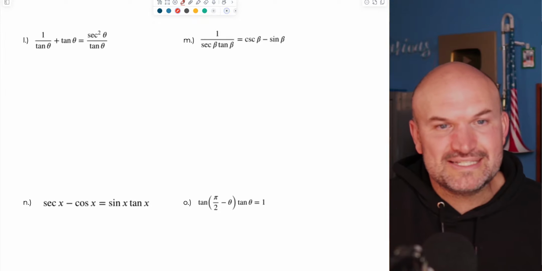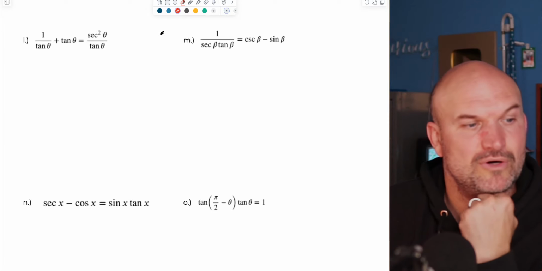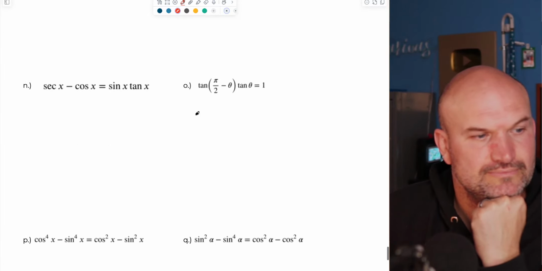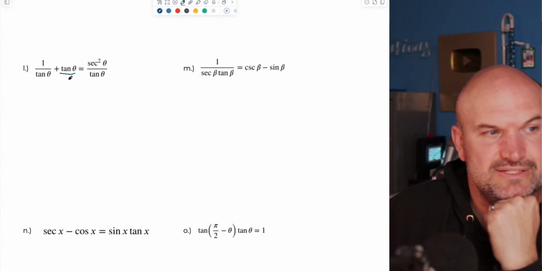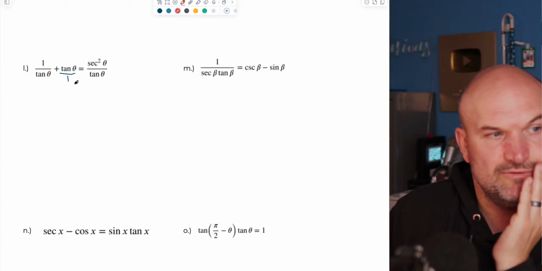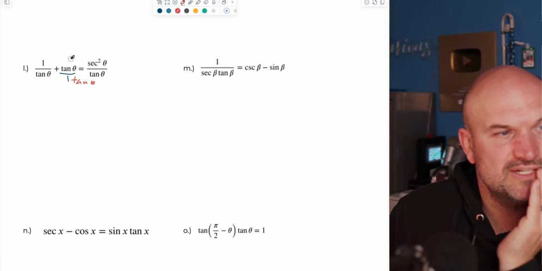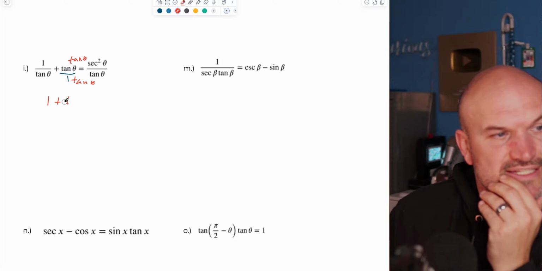So in this case, we have 1 over tangent plus tangent equals secant squared of theta over tangent squared. So I think it's a lot easier to go ahead and combine these. So let's go ahead and combine our fractions over here. So if I put this over 1, then remember to get common denominator, I can multiply by a tangent of theta over a tangent of theta. So therefore, I'm going to have a 1 plus a tangent squared of theta all over a tangent of theta.